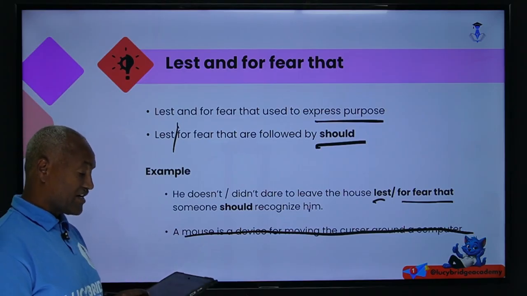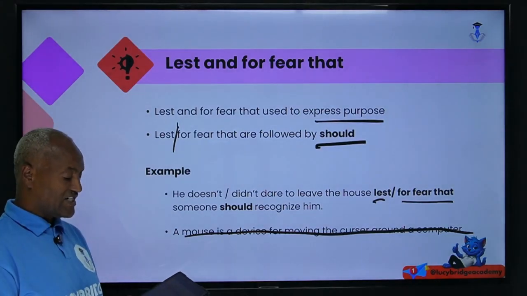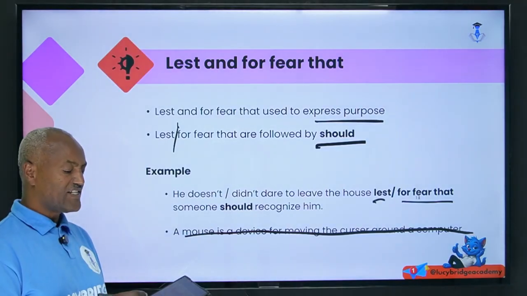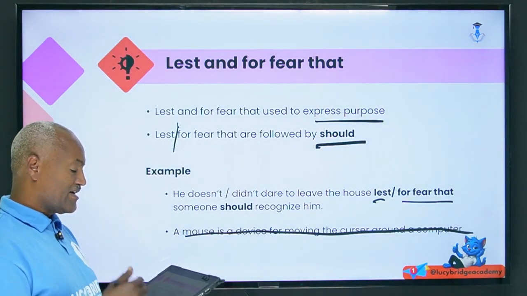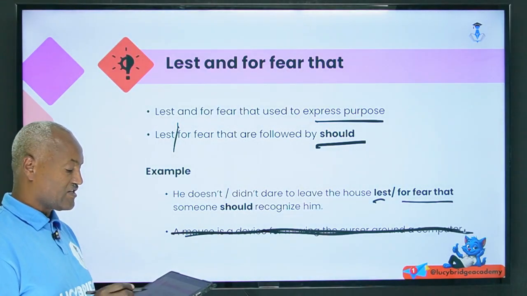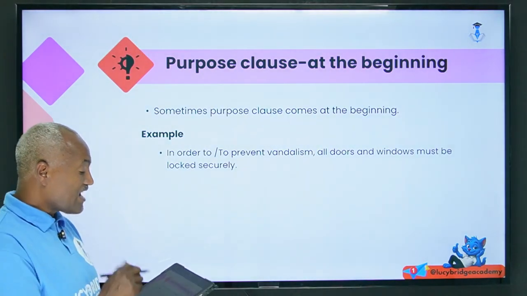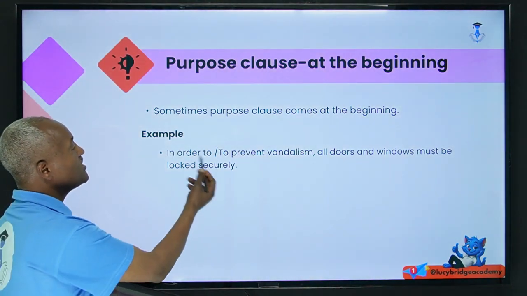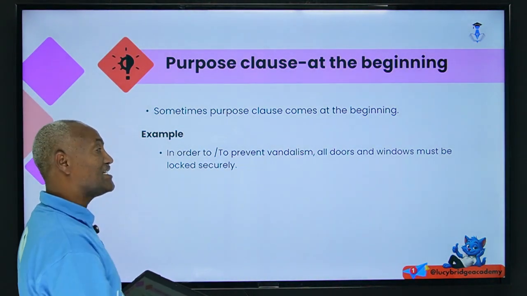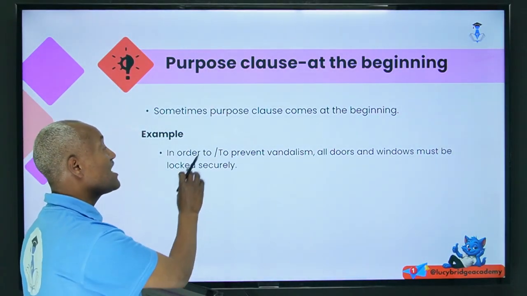Yes. And then already here you do have, he didn't dare to leave the house, lest or for fear that. Even previously I gave you my own example, therefore you can master. This one is wrong, this is to be written here. Then sometimes the purpose clause comes at the beginning. Here is an example: in order to, or to prevent vandalism, all doors and windows must be locked securely.